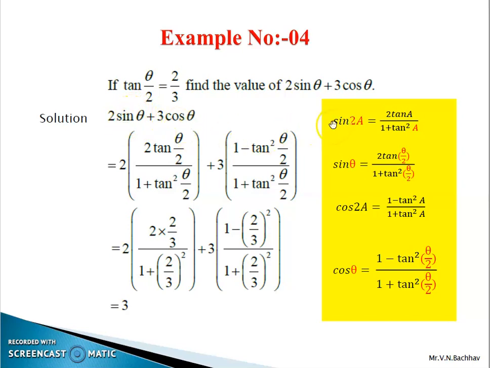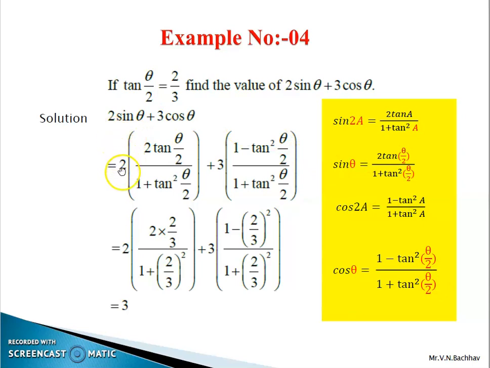in terms of tan, so we use this formula sin 2 theta is equal to 2 tan theta upon 1 plus tan square theta. So we replace 2 times A is equal to theta, sin theta is equal to 2 tan theta by 2 upon 1 plus tan square theta by 2, and cos theta is equal to 1 minus tan square theta by 2 upon 1 plus tan square theta by 2.